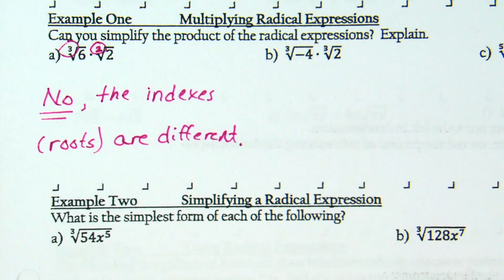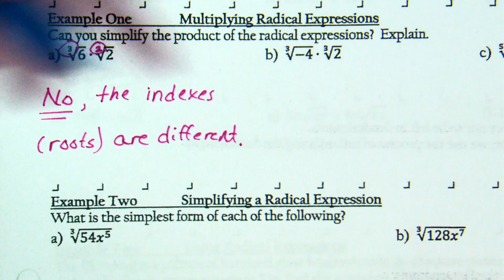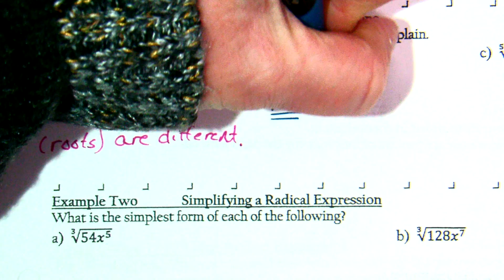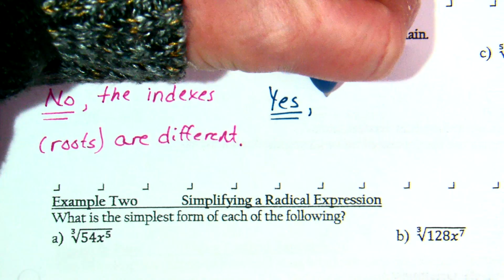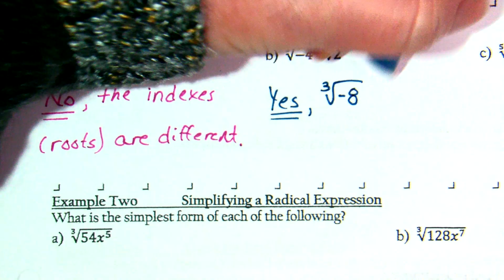What about b? The cube root of negative 4 times the cube root of 2. He says the cube root of negative 8, maybe. Can I multiply them is the key. Yes. Yes, because they are both cube roots. So officially, can you simplify? I'm going to say yes. And cube root of negative 4 times cube root of 2, I can agree, is cube root of negative 8.